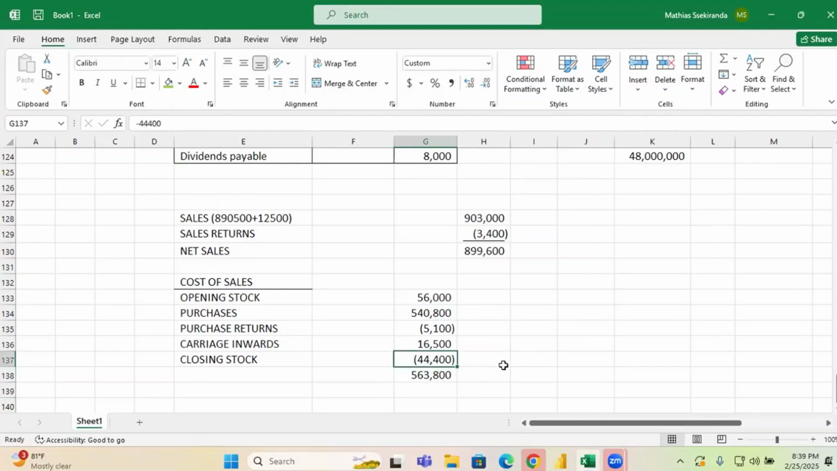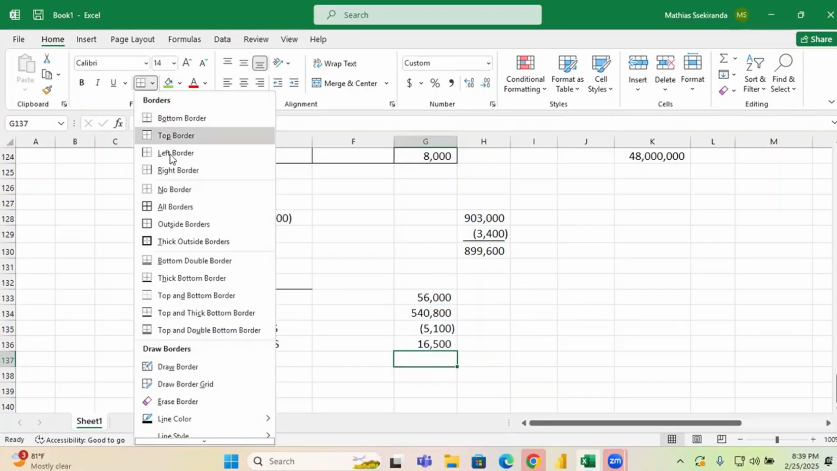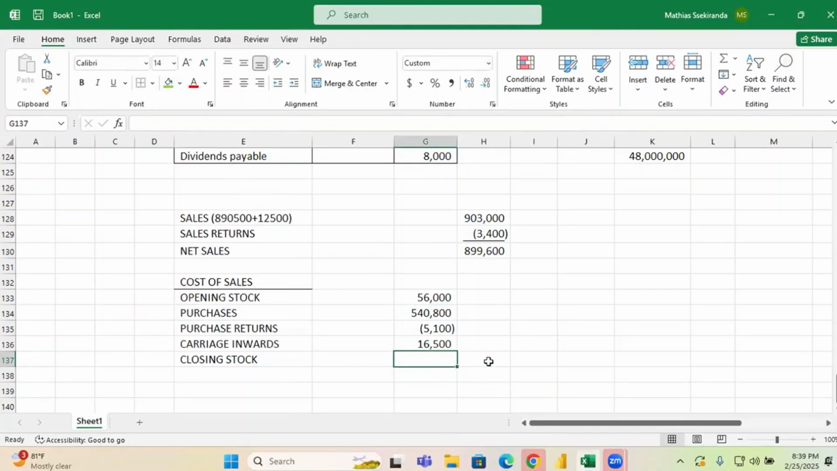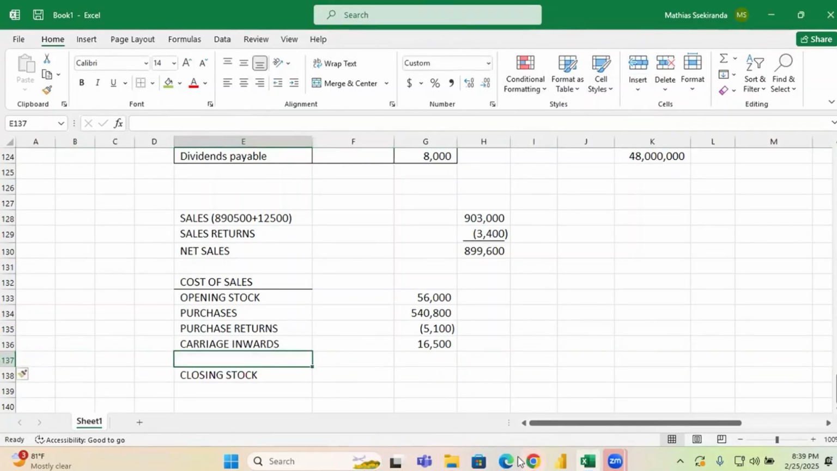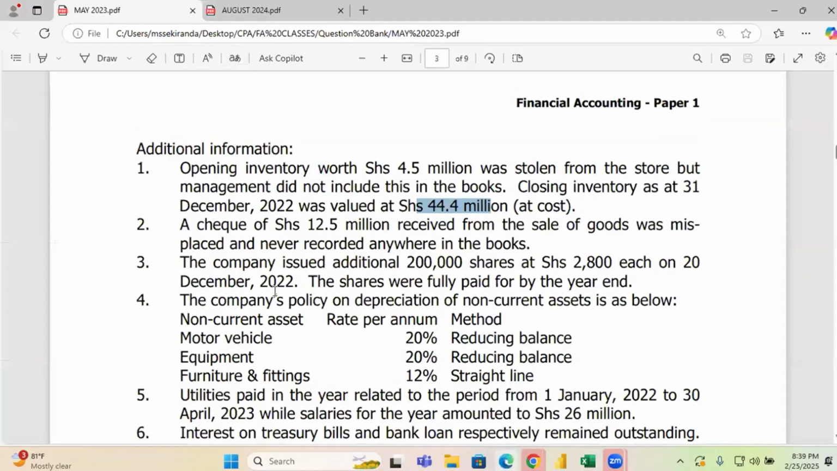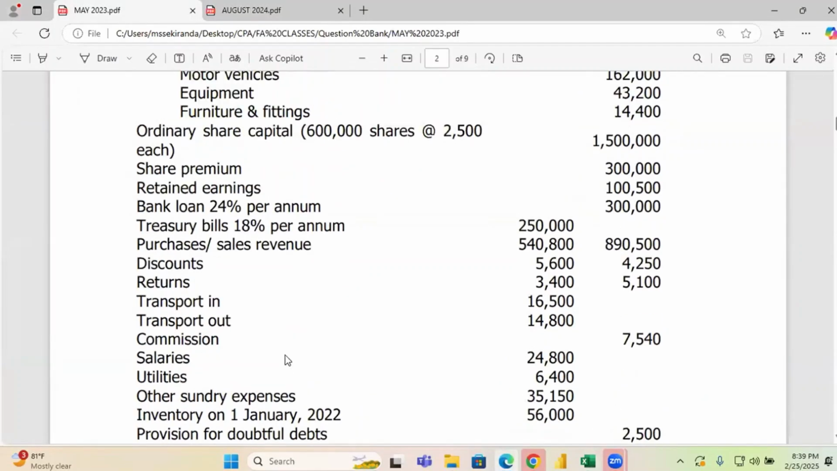Oh, I'm seeing another expense here. Guys, you first wait. I'm seeing another expense here. That will affect. Closing stock was 44,400, but we are going to first consider something else apart from that. When you go to the trial balance, we have, where is it?